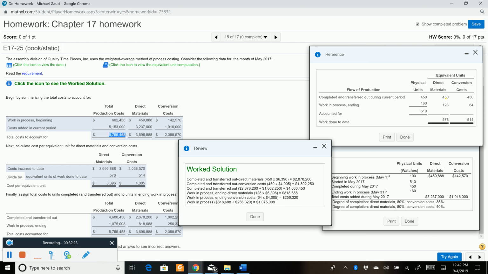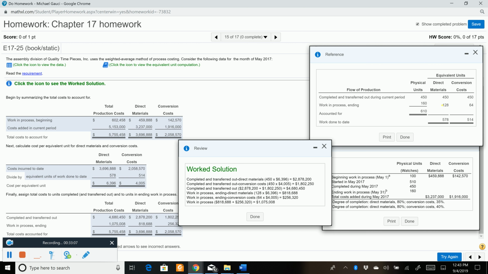So what was first? Completed and transferred out. Equivalent units for materials was 450. We will multiply that by the cost per equivalent unit for materials of 6,396. And what do we get? We get 2,878,200. So that goes here. That is the amount of direct materials that was transferred out. Now how about conversion costs? Well, the conversion cost equivalent units were 450. We will multiply that by the conversion cost per equivalent unit of 4,005. That equals 1,802,250, which will be assigned to what was completed and transferred out. Now what remains in ending inventory?